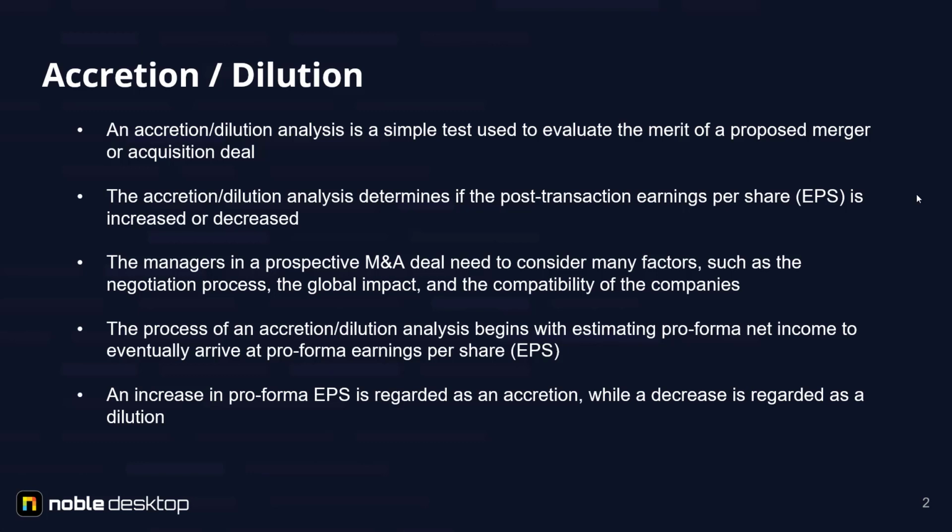The managers in a prospective M&A deal need to consider many factors, such as the negotiation process, the global impact, and the compatibility of the companies. The process of an accretion dilution analysis begins with estimating pro forma net income to eventually arrive at pro forma earnings per share. An increase in pro forma earnings per share is regarded as an accretion, while a decrease is regarded as a dilution.